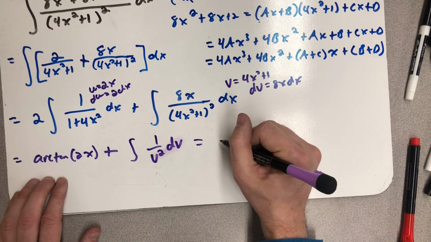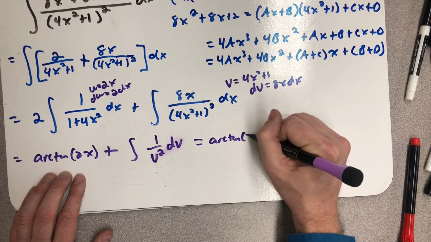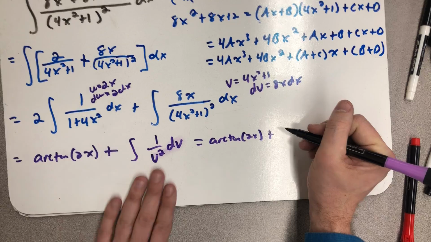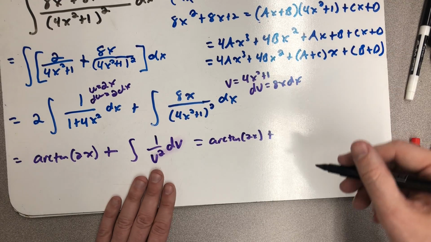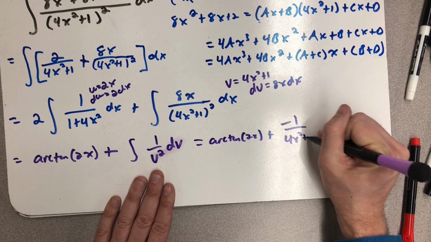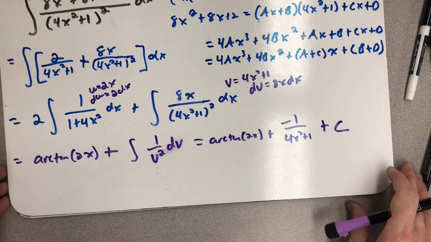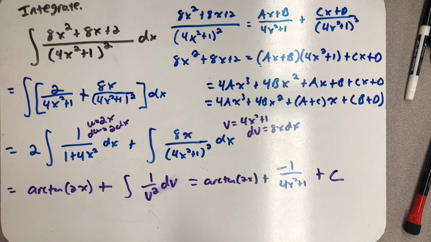All right, so this is equal to, I still have this arctangent of 2x plus, and if I integrate this, I'll get minus 1 over v, so minus 1 over (4x squared plus 1), and of course plus some arbitrary constant. And there we have it. We have found our antiderivative.